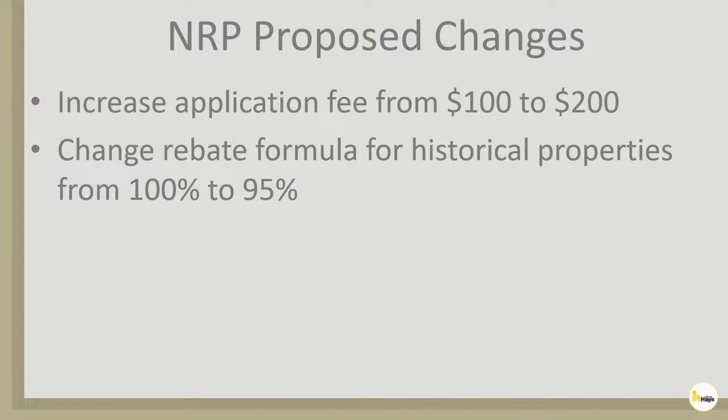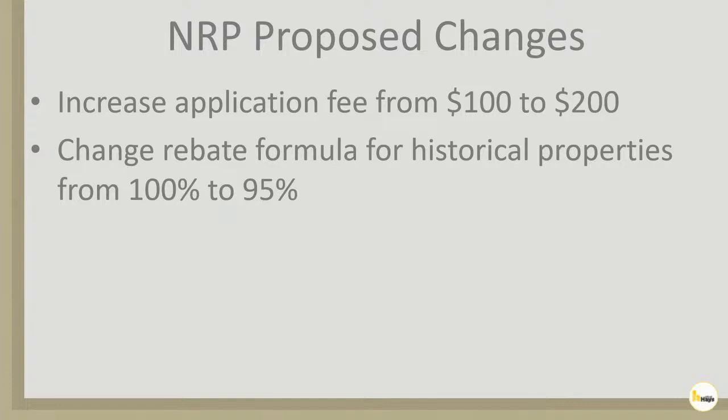So we propose raising that fee to $200. And then the other change being proposed is changing the rebate formula for properties that are on the National or State Historic Registry. These properties currently receive a 100% NRP rebate, and it's being proposed to change this to 95% to align with the percentage that's currently received by commercial properties and help provide some consistency in that regard.